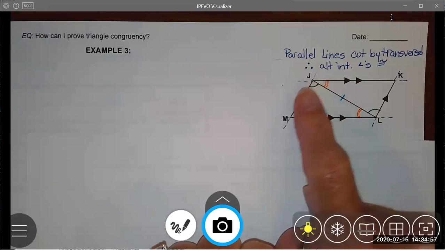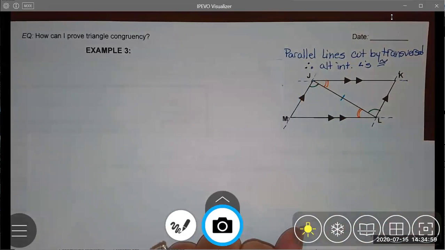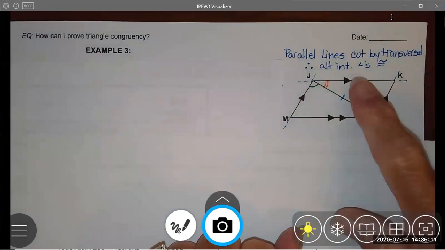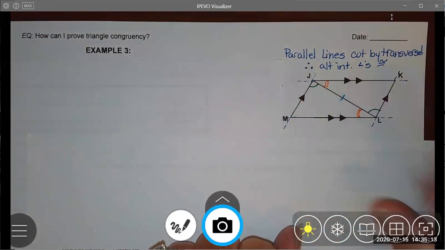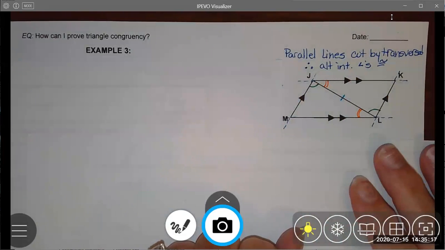in the hope that I'm reminding you that when parallel lines are cut by transversals, you get all sorts of alternate interior angles and corresponding angle congruencies. There's just lots of congruencies when you have parallel lines cut by a transversal, the most common of which that you will see will be alternate interior angles, and sometimes you'll see corresponding angles.